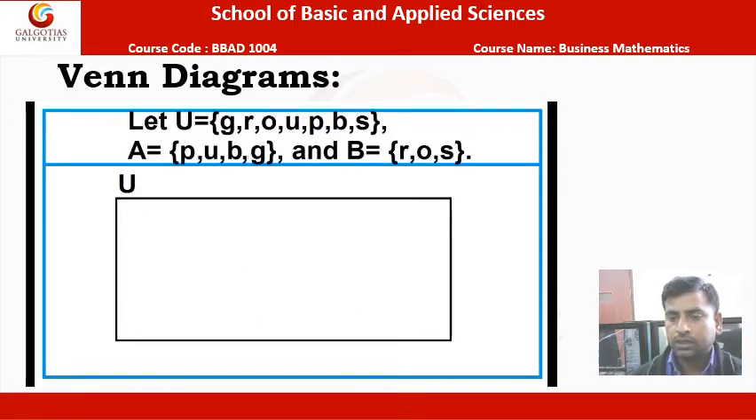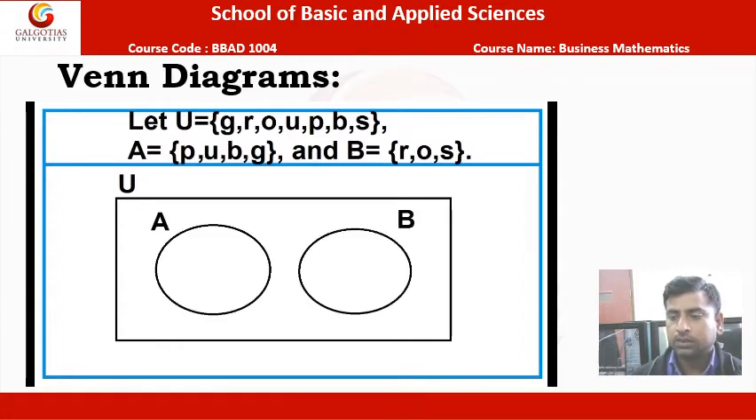In another example, given set U, set A and set B. Draw the rectangle and two circles inside the rectangle to represent the universal set U and its subsets A and B respectively. Place the elements of A inside circle A and elements of B inside circle B. Note that set A and set B have no common elements, so these sets are called disjoint sets.